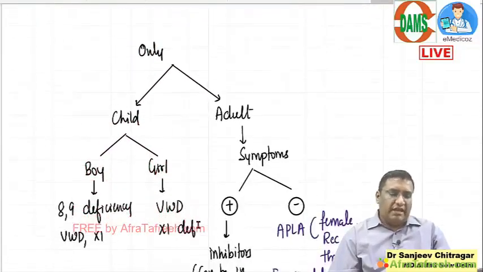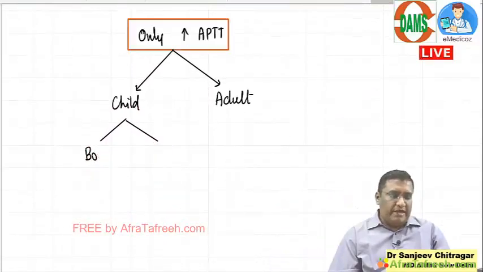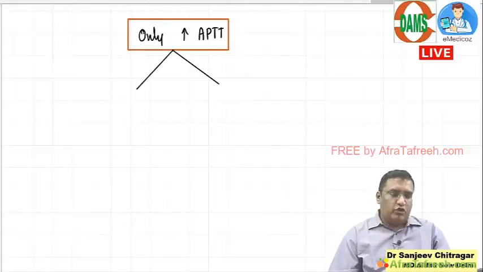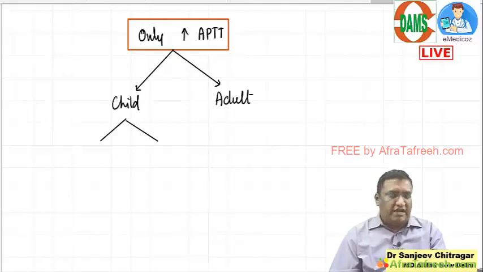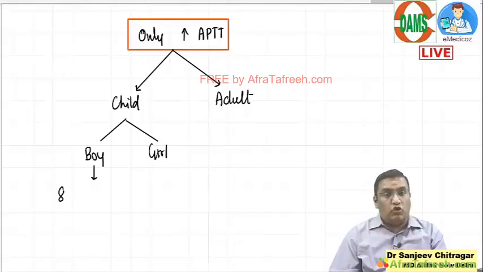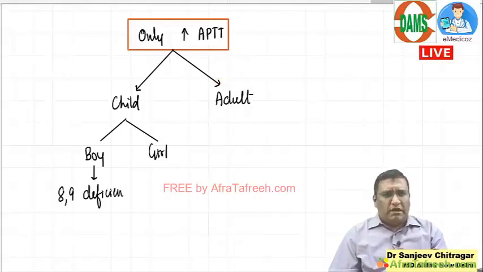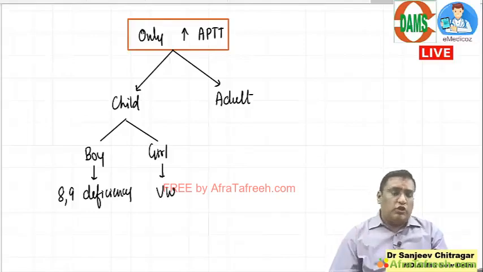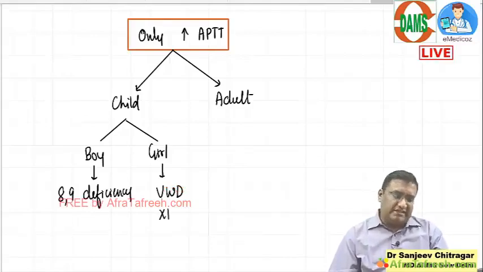The last differential is only APTT elevation, that is intrinsic pathway. Only APTT is elevated. What do I suspect? Only APTT elevation occurs in a child or in an adult. I look for child or adult. Child mostly I'll suspect inherited, boys or girls. Only in boys, X-linked recessive. That's why factor 8 or 9 deficiency. But however, only in boys you might not get it; it could even be another one also. So if it is seen in a girl, it cannot be 8 and 9. Then you have to rule out VWD.